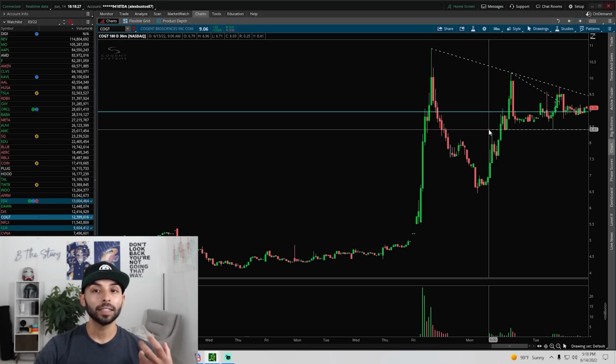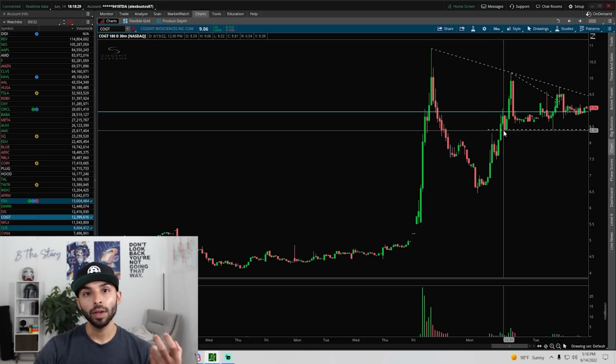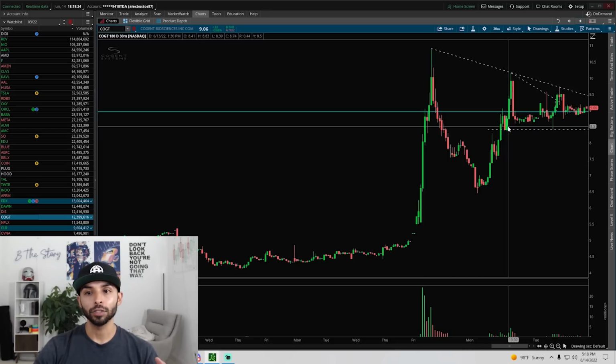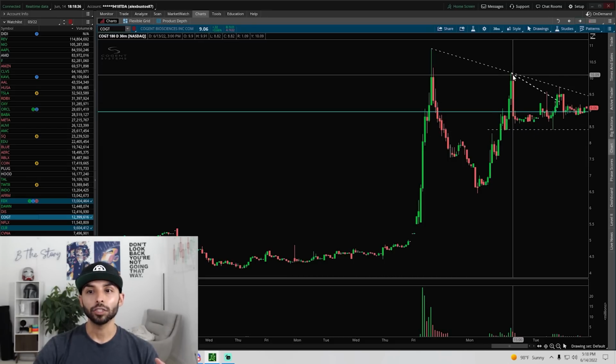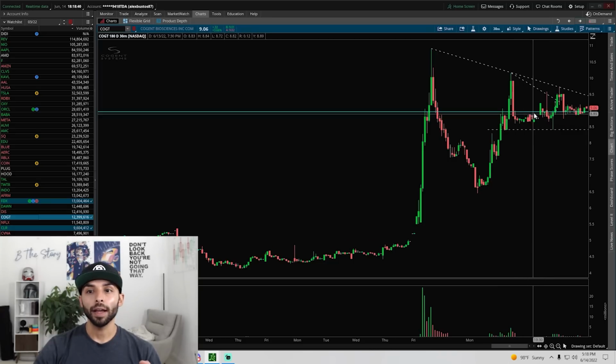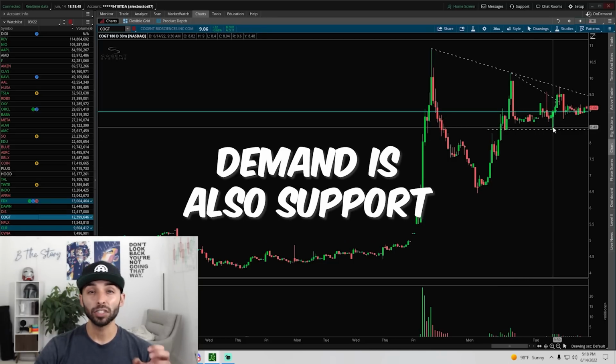A descending triangle, because I drew a support line here, which is also demand, because every time we start to drop here after hitting supply, there's demand here. People are buying, and then it starts to pop back up. Then it fails because of supply, and then we have demand all right here. We can't break below the demand line, which is also support.